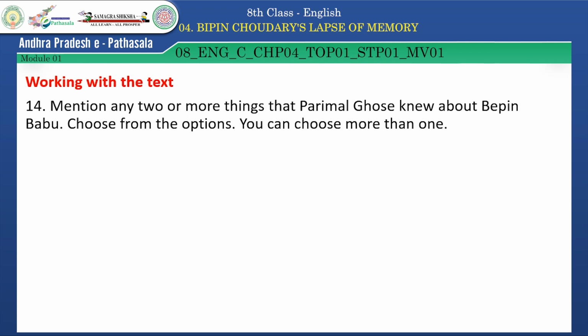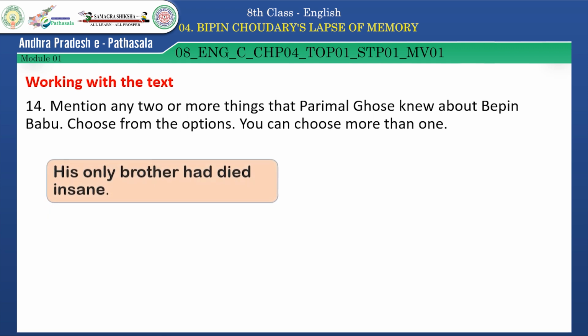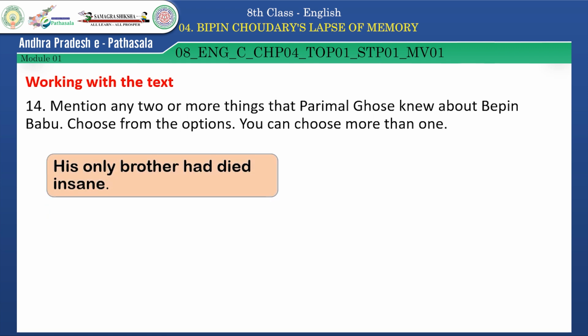Now, working with the text. Mention any two or more things that Parimal Ghosh knew about Bipin Babu. Choose from the options. You can choose more than one. His only brother had died insane.